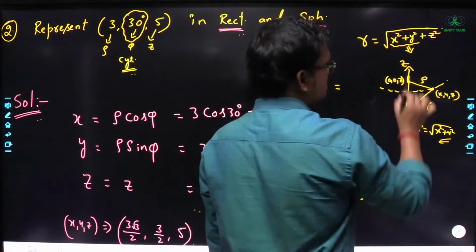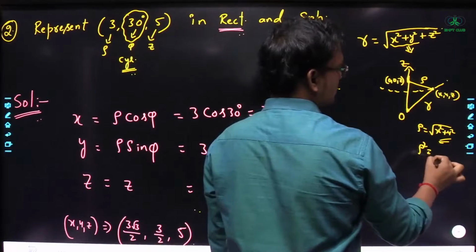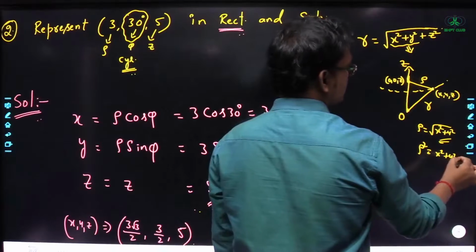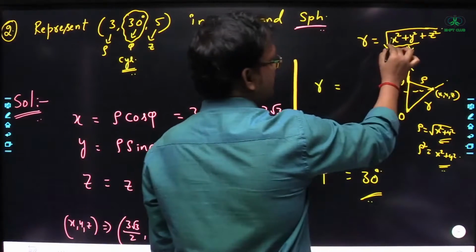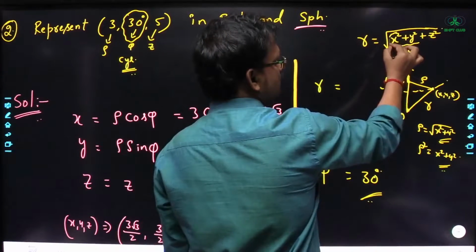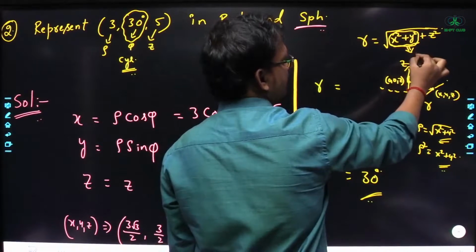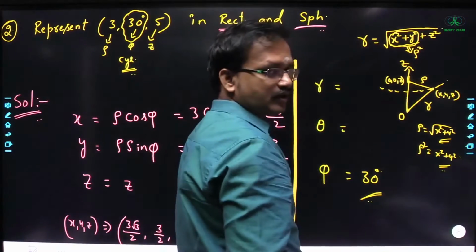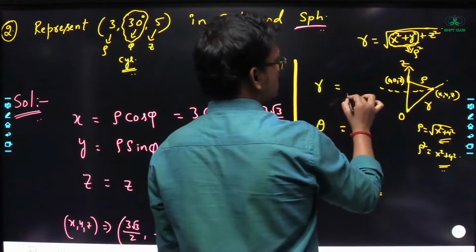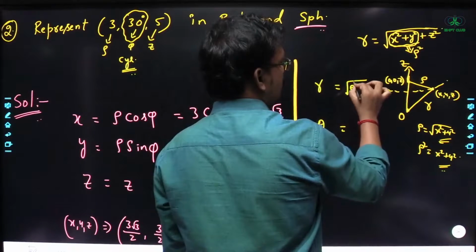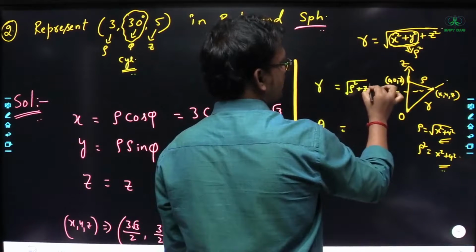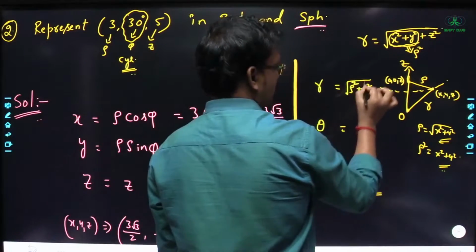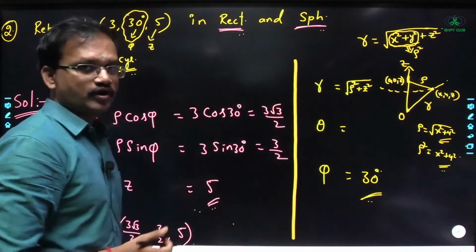So rho square is equal to x square plus y square. So this x square plus y square, I can represent as rho square. Right? So r is equal to what? I can write it as the square root of rho square plus z square. So I have represented it in terms of cylindrical coordinates.